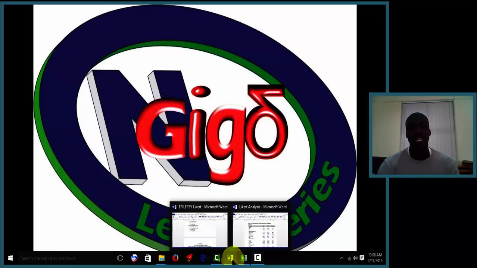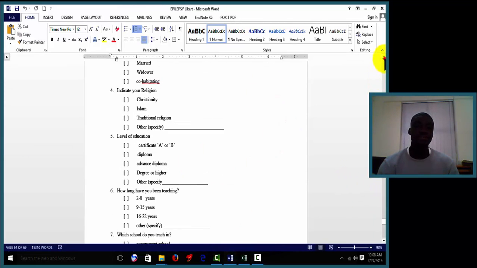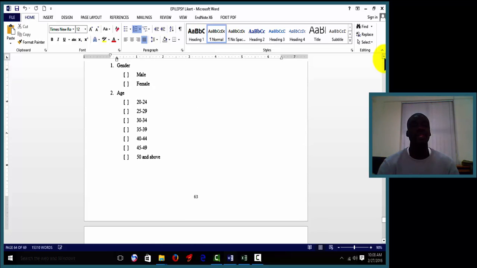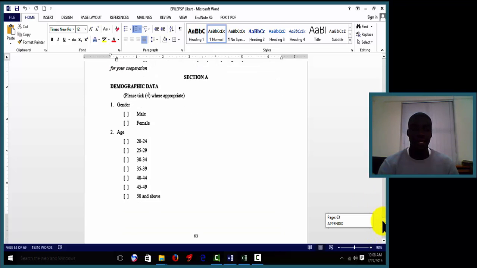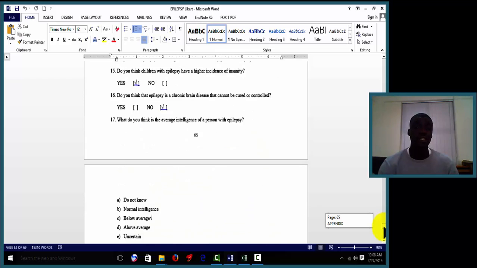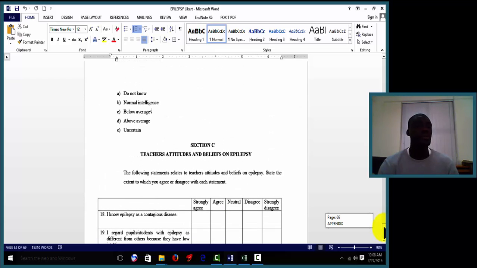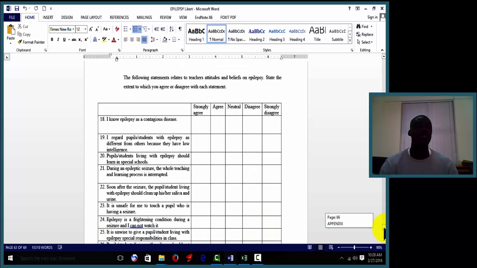We have this questionnaire that started with certain attributes of the respondents, starting with gender and so on, which we call demographic data. Then it had other parts that were assessing knowledge. But our interest was on this part, the Likert scale that was used in assessing attitudes and beliefs about epilepsy. So this one was a 5-point Likert scale: strongly agree, agree, neutral, disagree, and then strongly disagree.